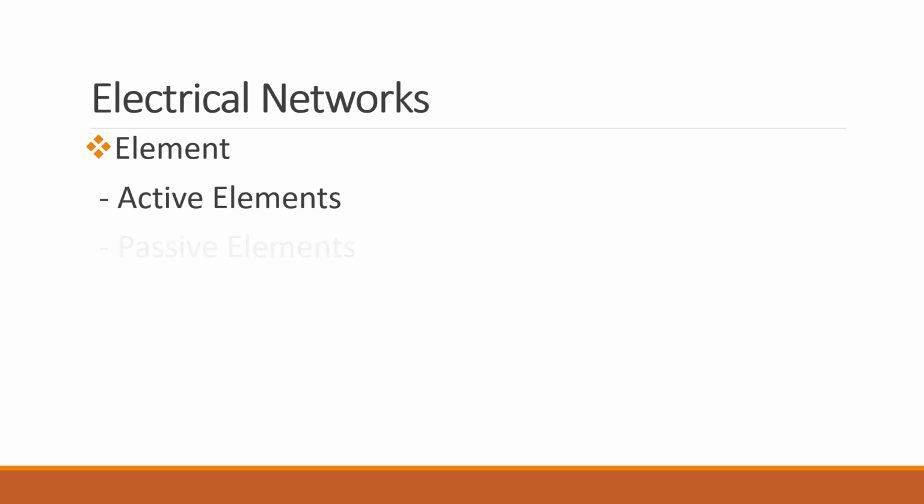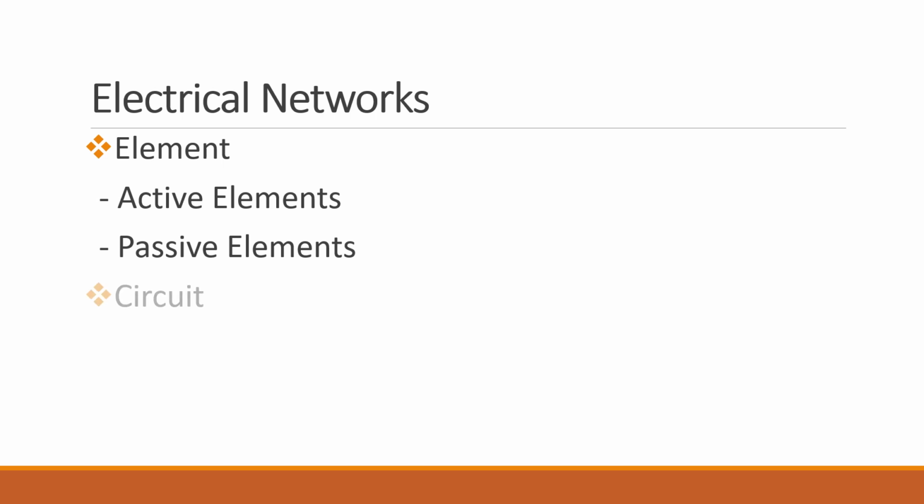Second type is passive elements. Passive elements have the tendency to hold charges. All the dependent sources are passive elements as they provide a finite amount of current to the circuit. For example, capacitor, inductor, resistor, etc.